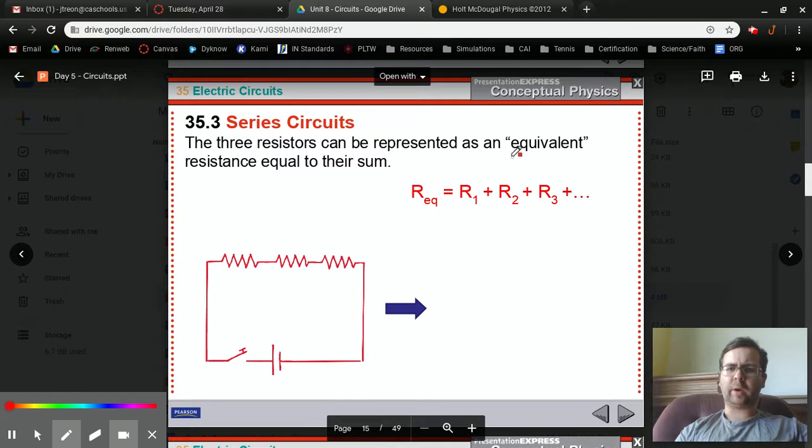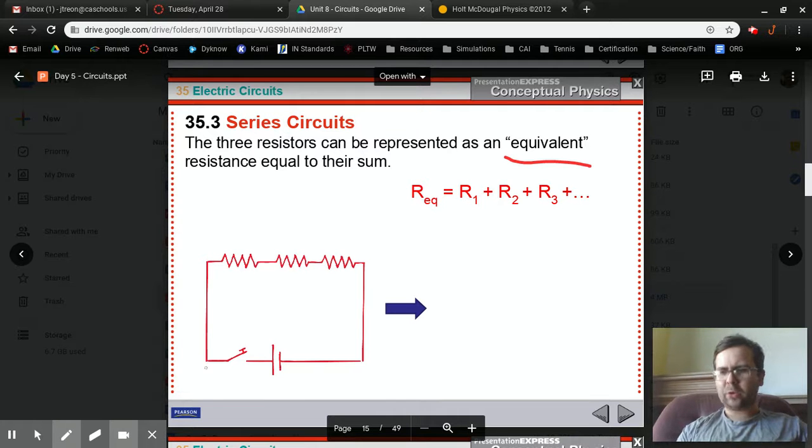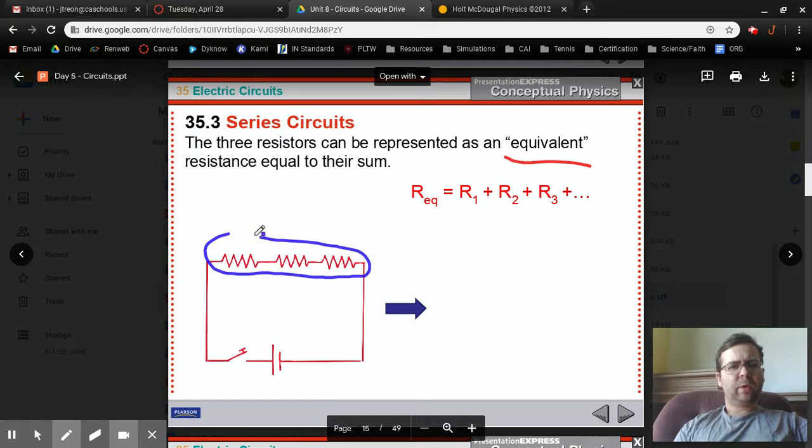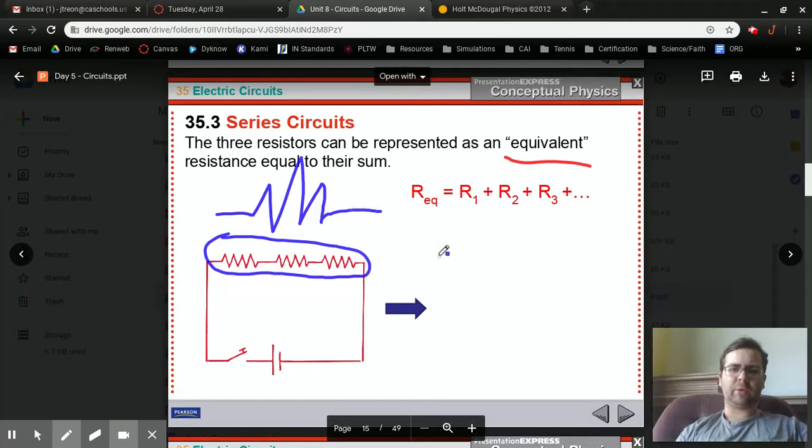This word equivalent right here, very important word. Equivalent basically just means it has the same value, same amount, but it's not exactly equal. So it's not the exact same thing. When we say equivalent resistance, we're saying basically we can combine all 3. Let me change colors here. We can combine all 3 of these resistors to basically say, well, these are all working together to provide one bigger equivalent resistance.